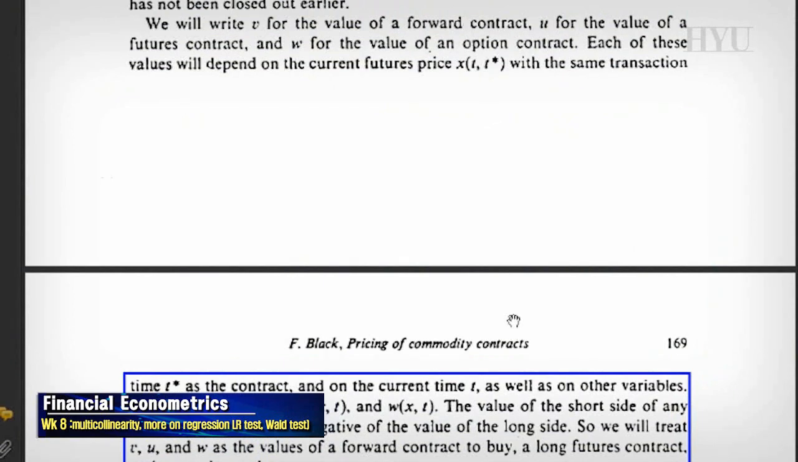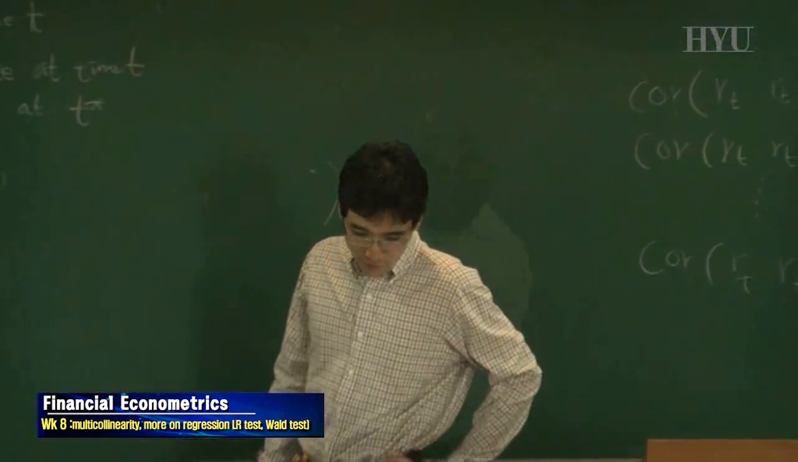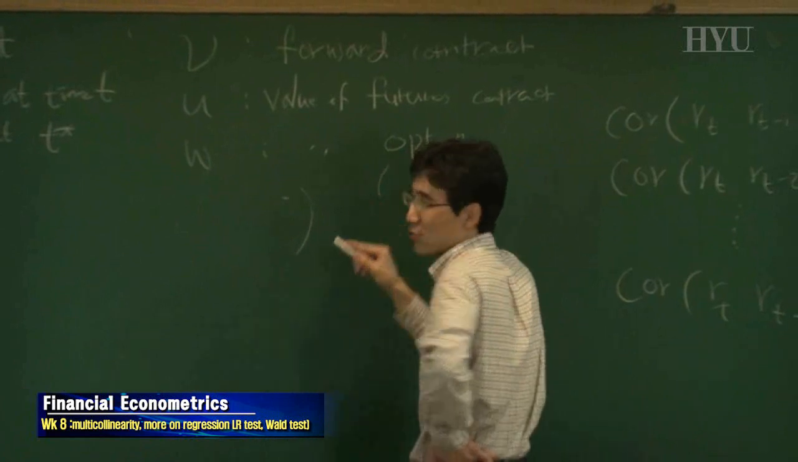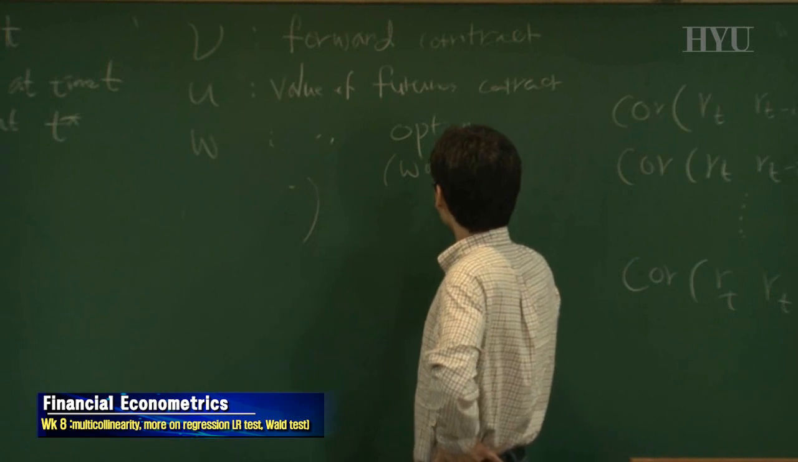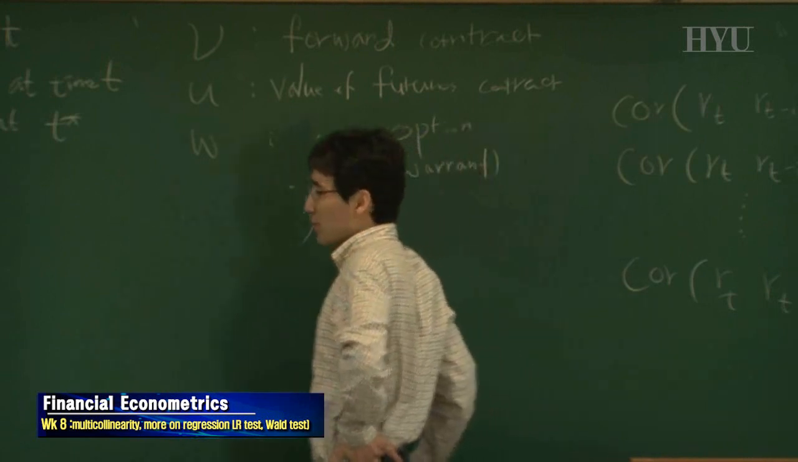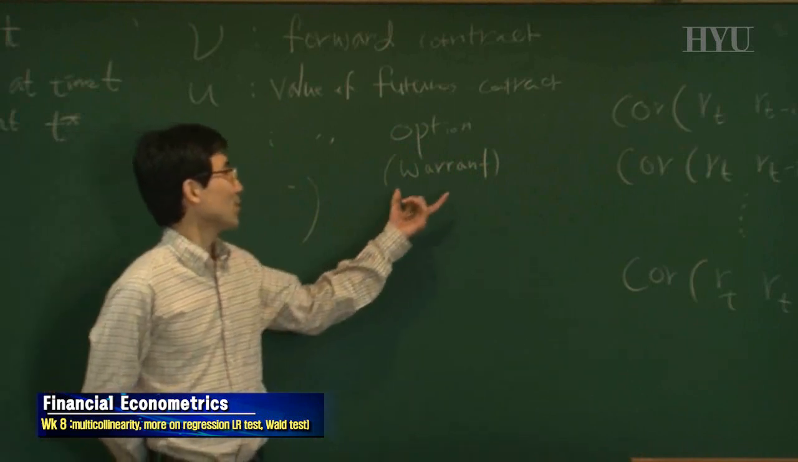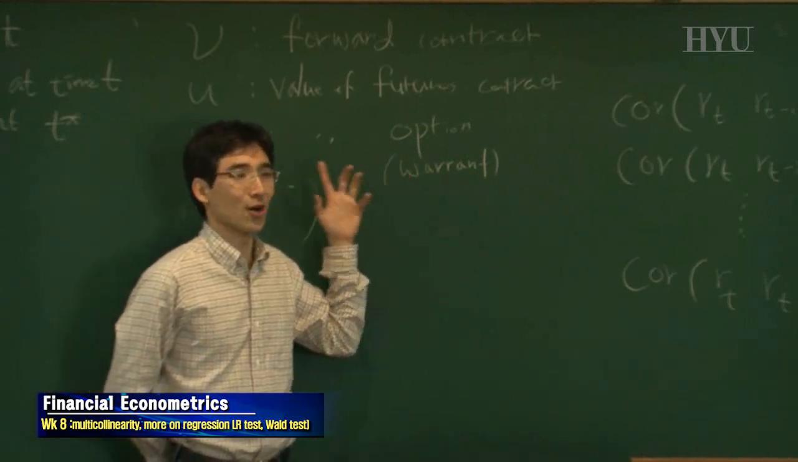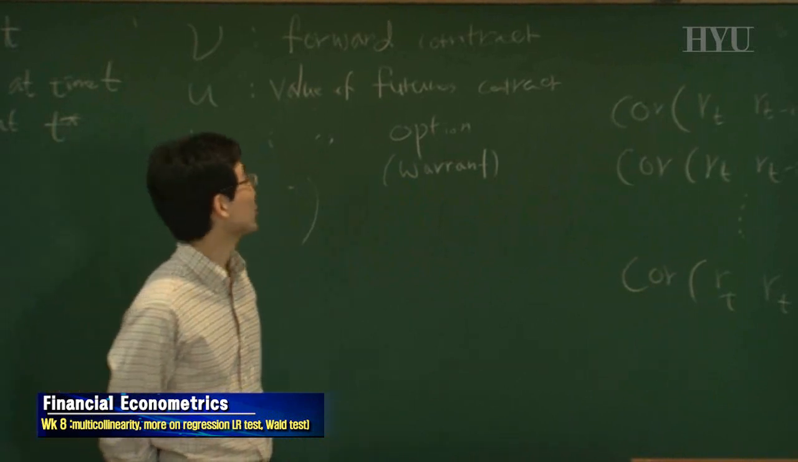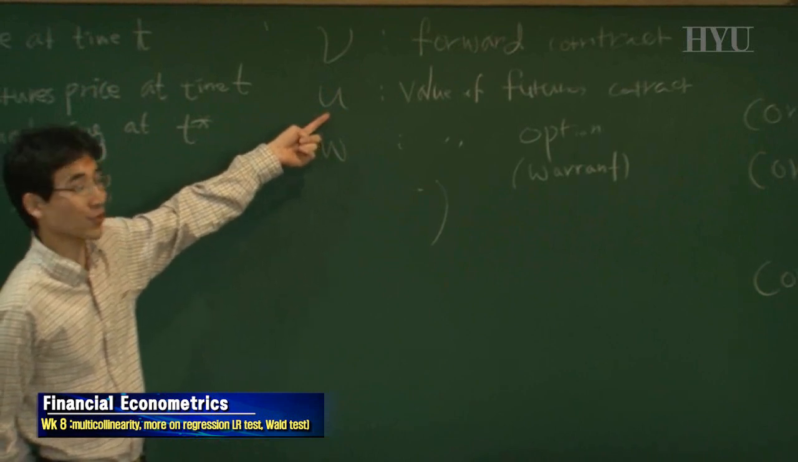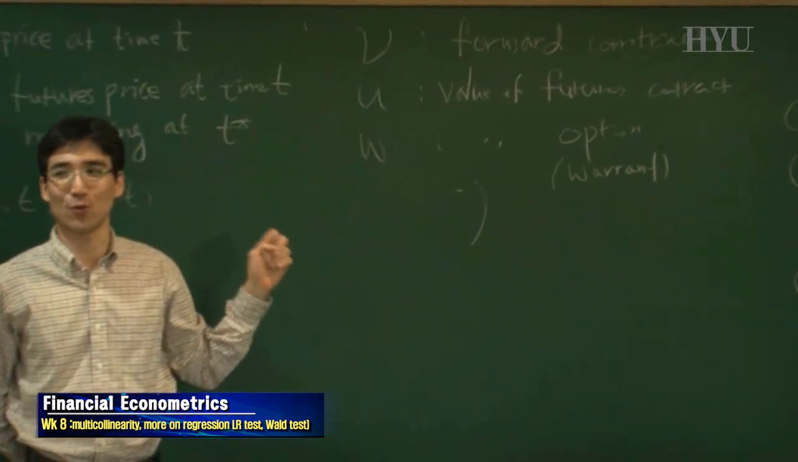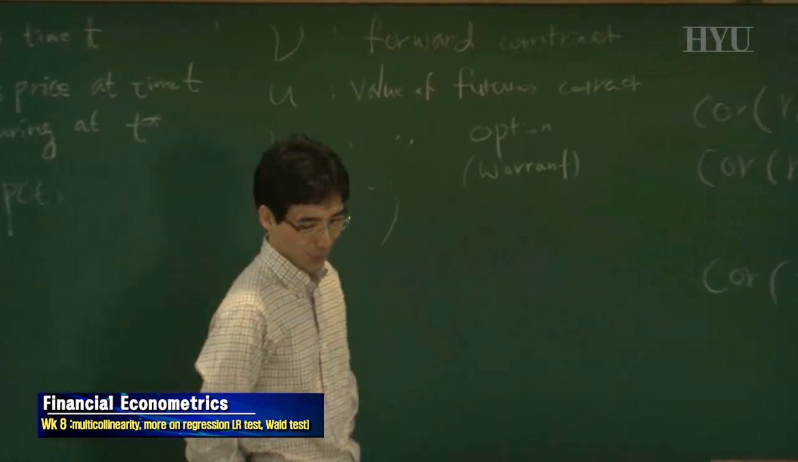And then we have some contracts which are option contracts, and actually in this paper, I call this contract a warrant. Whenever you see the terminology warrant in this paper, you can simply regard it as just an option. Our objective is to calculate the value of the futures contract and the value of the option contract or warrant contract. That's the goal of this paper.